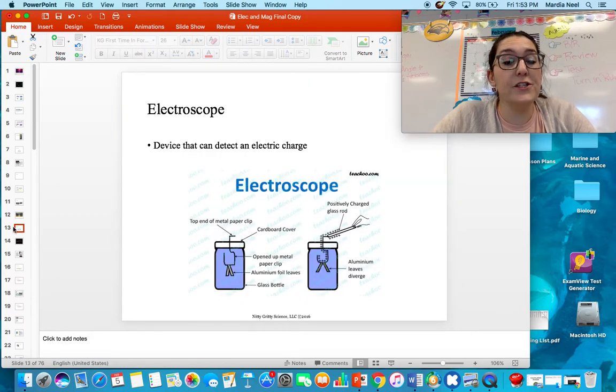The last thing you need to know about is an electroscope, and that's just a device that can detect an electric charge. So this is a very rudimentary electroscope that I have a picture of, but you've got aluminum foil leaves, and whenever you have something that's positively charged, it's going to attract the negative charges, and those leaves are going to push apart from each other, and it's going to let us know how much charge there is in whatever object is on top of it.